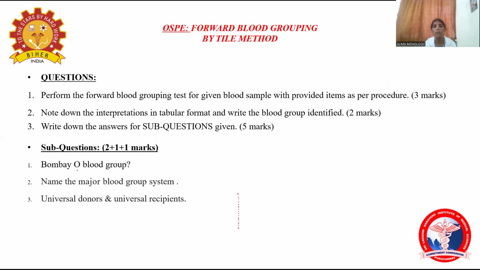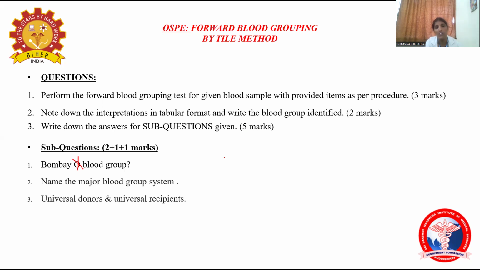Number one is Bombay blood group. It is just Bombay blood group, not Bombay O. So what does Bombay blood group mean? What antigens are absent? A, B, H antigens absent. So what will be present? Obviously, anti-A, anti-B, anti-H antibodies. If you write this, that is more than enough.